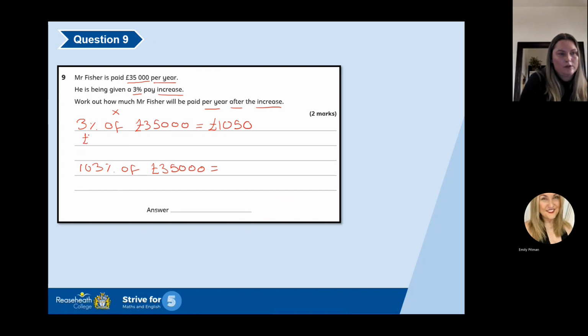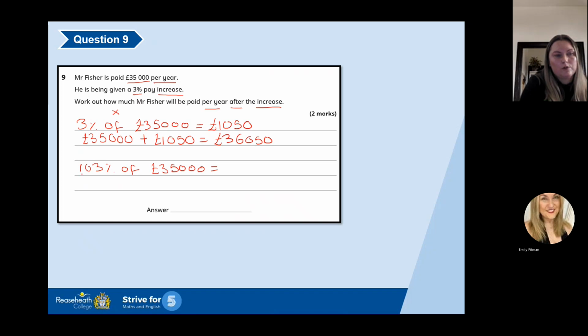I then need to add that to his original pay because he's getting a 3% increase. So 35,000 add to 1,050 equals. Again, this is all going into my calculator. So his total pay is £36,050.